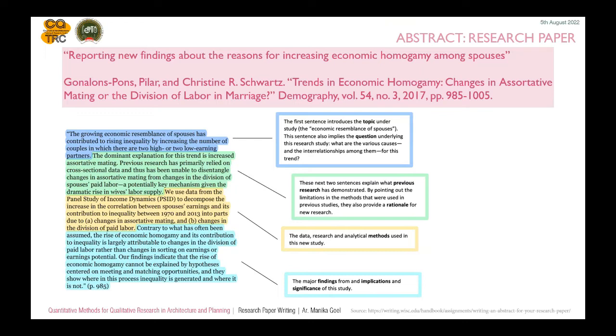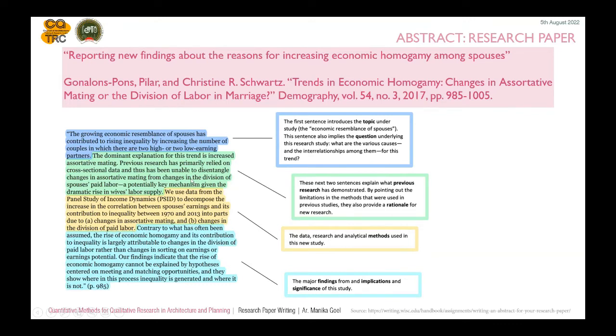The previous research has primarily relied on cross-sectional data and thus has been unable to disentangle changes in the assortative mating from changes in the division of the spouses in paid labor, a potential key mechanism given the drastic rise in wives' labor supply. We use the data from the Panel Study of Income Dynamics to decompose the increase in correlation between spouses' earnings and its contribution to inequality between 1970 and 2013 into parts due to the change in assortative mating and changes in the division of paid labor.